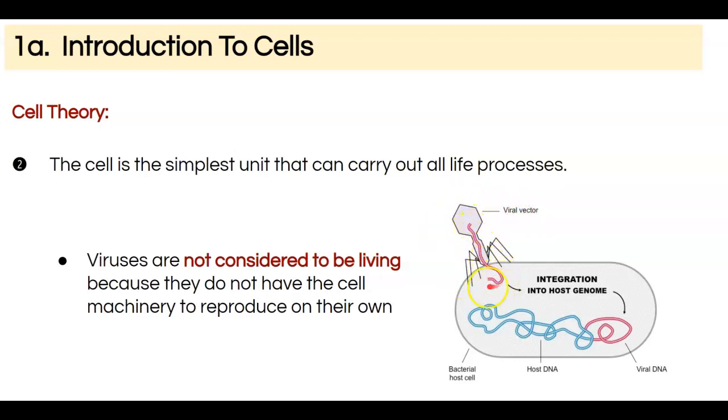This is strictly an example: here is a virus, and a virus does have its own nuclear material like DNA or RNA, but it can't reproduce on its own. It needs to invade what we call a host cell and use the host's machinery to reproduce. So for that reason, viruses are not considered to be living. And so, when we talk about cells being the simplest unit of life that can carry out all life processes, we have to look at whether that cell can reproduce. Okay, next.